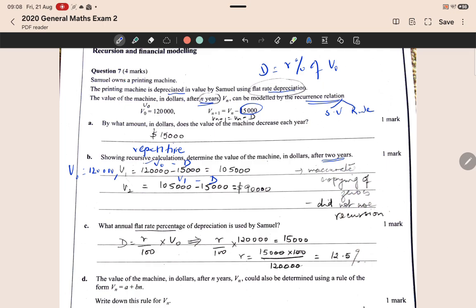So the mistakes that students made here was inaccurate copying of zeros, so be really careful, and some did not use recursion at all, so they did not get that mark.